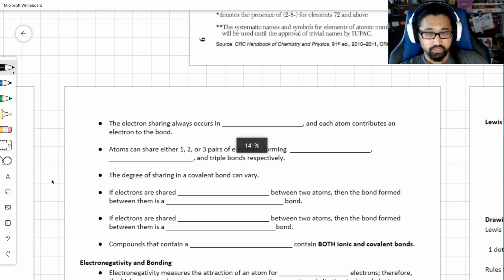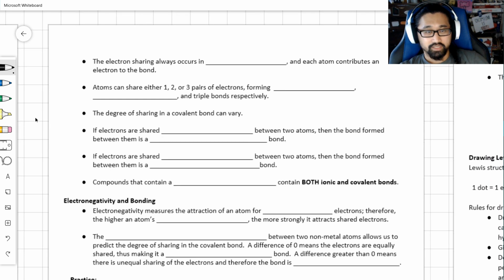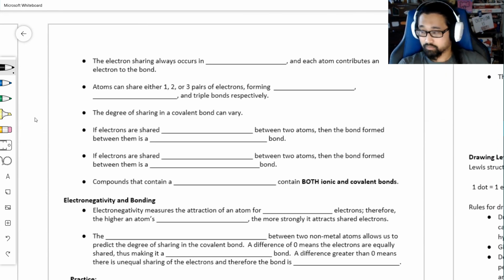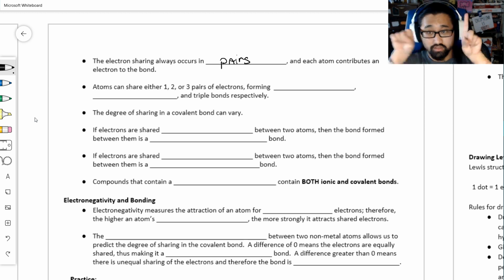All right. Here at the top of page 79, electron sharing in a covalent bond or in a covalent compound will always occur in pairs. It's always 2 electrons going back and forth. You're never only going to have 1 electron that just shifts. It will always be 2, and they'll just spend a little bit of time going back and forth.